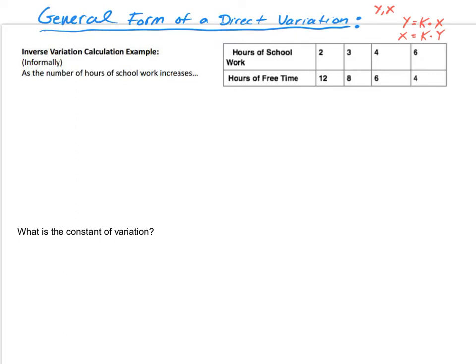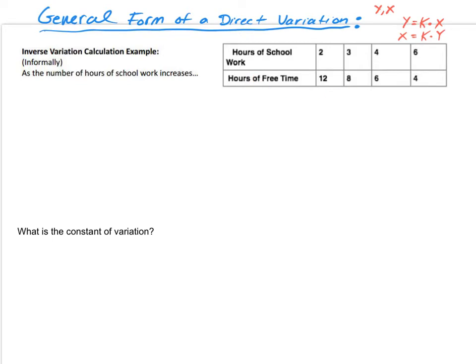The key point is to see that one variable can be found by, or is equivalent to, the product of the other variable times the constant of variation. The reason I'm showing you this is because this is going to be different for inverse variation.